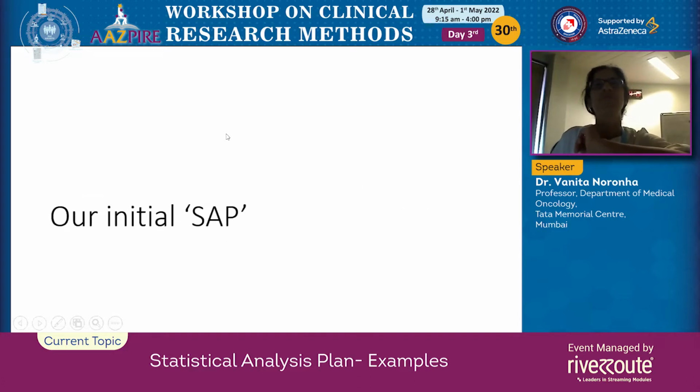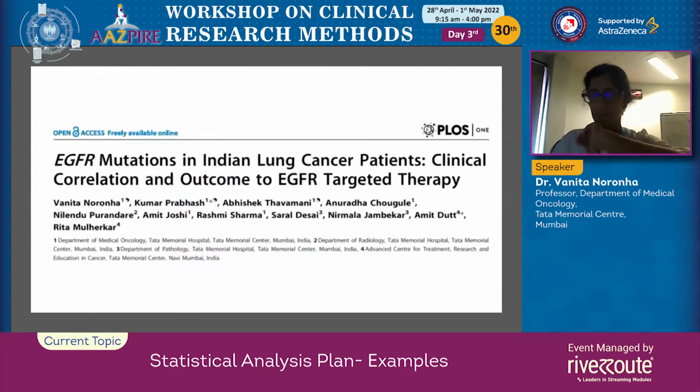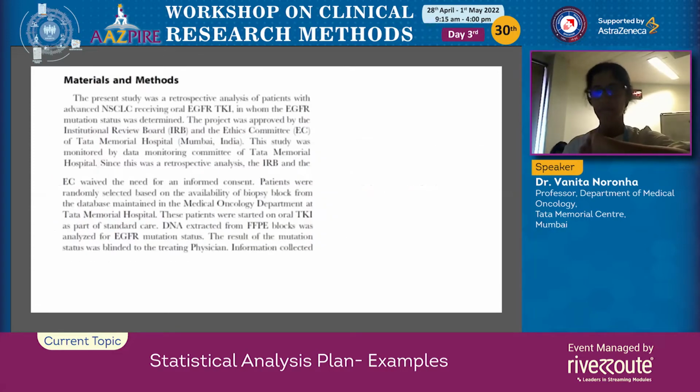So I'll give you a few examples of what our initial statistical analysis plans looked like. This was one of our very first studies, 2010. This was a pilot study to evaluate EGFR mutation status in Indian patients with lung cancer. There was absolutely no statistical analysis plan at all in the protocol. We had a sample size, which was also approximately what we think we could get. We published the paper, and this is the publication.